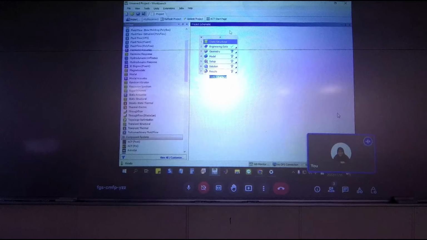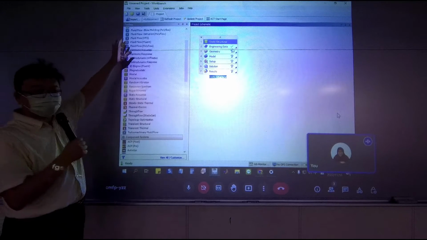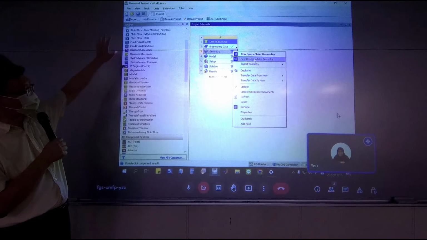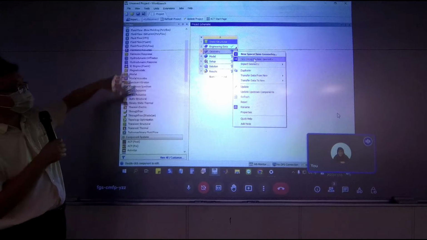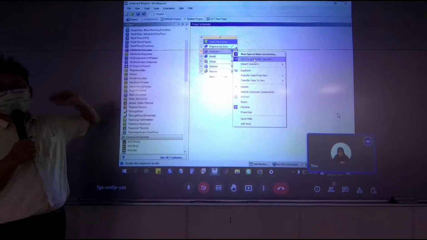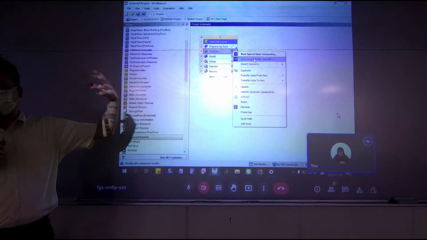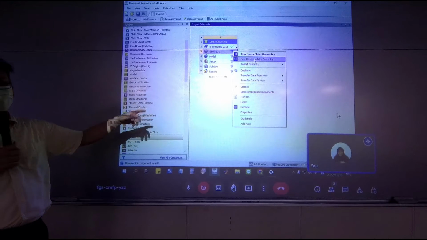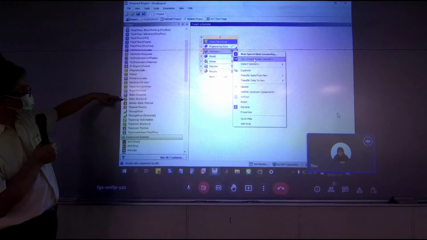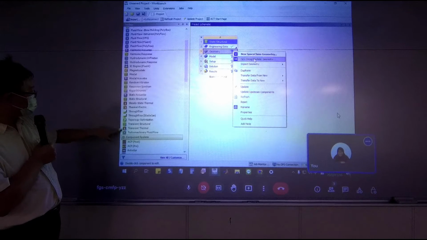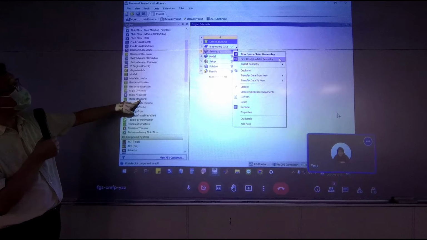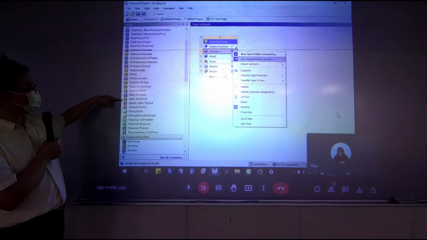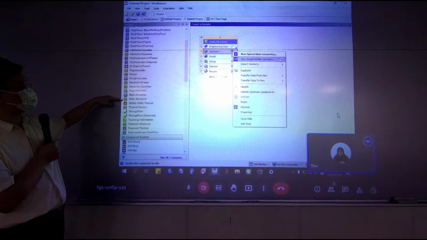So over here, you can see on the left-hand side, we have so many modules. Each module can operate a kind of finite element analysis. So what did you use? Static structure? Yes, static structure. He chose static structure, okay?